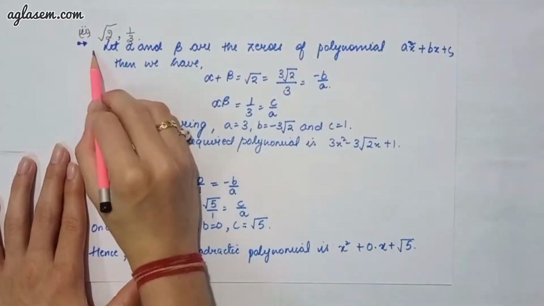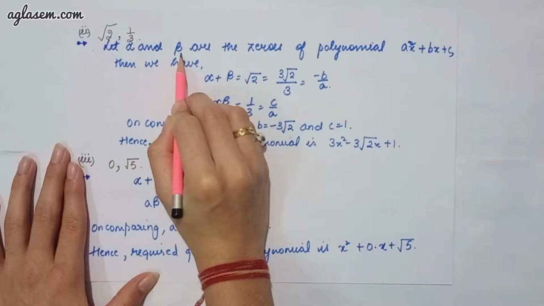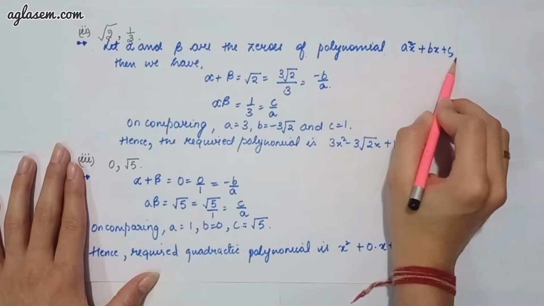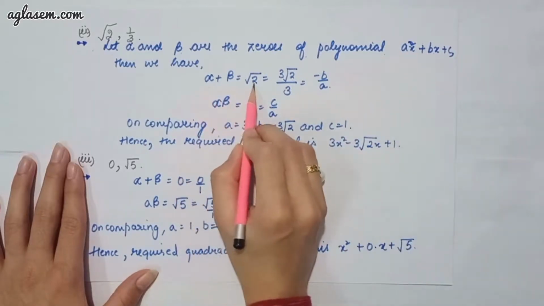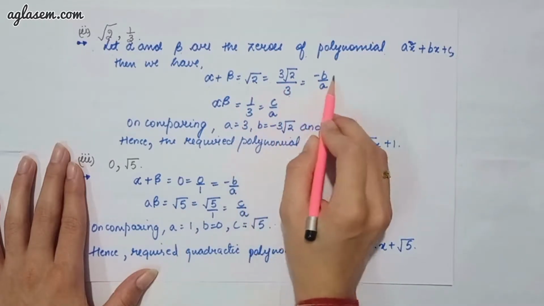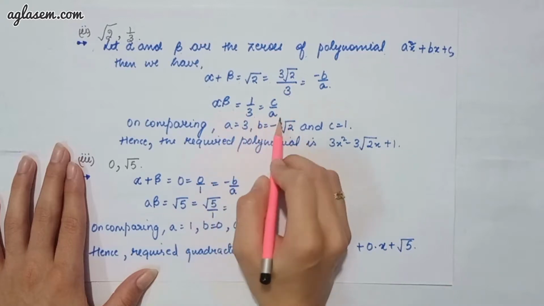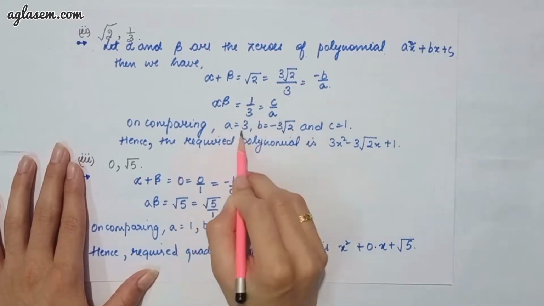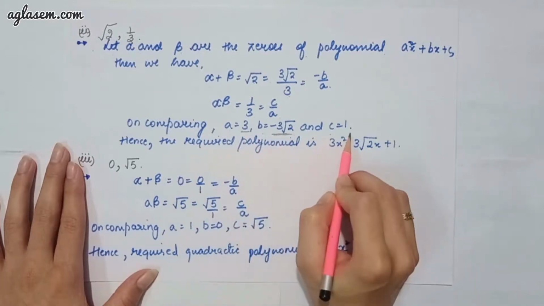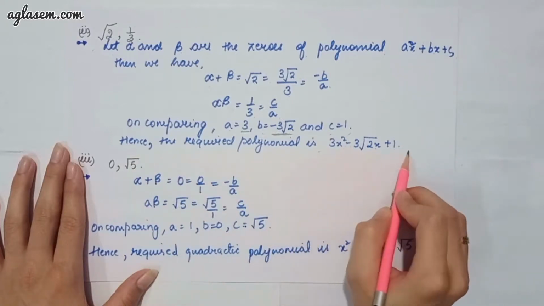Moving further to the second part which says root 2 and 1 by 3. So here again we have to let alpha and beta are the zeros of the polynomial ax square plus bx plus c. Then we have alpha plus beta is equal to root 2, which is equal to 3 root 2 divided by 3, which will give you minus b upon a. So alpha into beta is equals to 1 by 3, which is equals to c upon a. So on comparing, a is equal to 3, b is equal to minus 3 root 2, c is equal to 1. Hence, the required polynomial is 3x square minus 3 root 2x plus 1.